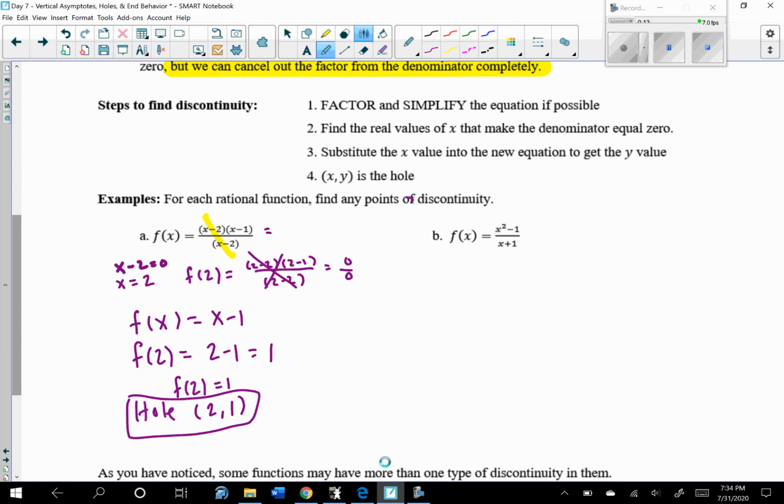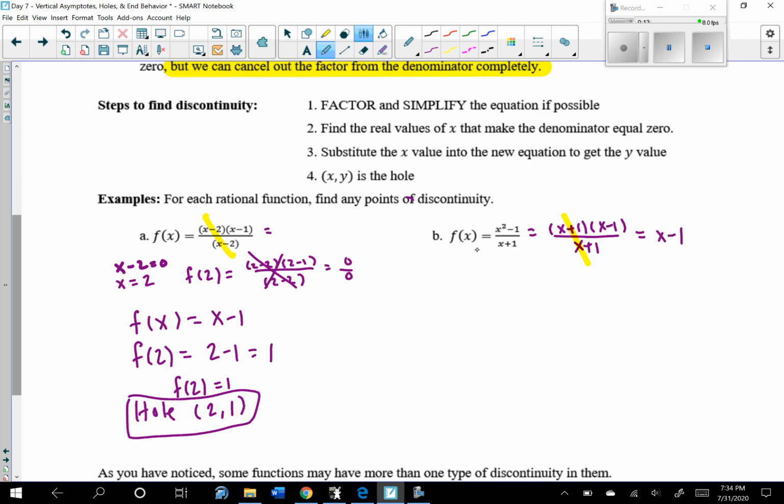So let's go ahead and look at the next one. If I look at this problem here, again, the first thing I want to do is factor. You want to factor both the numerator and denominator. The numerator is the difference of two squares. So x plus 1 times x minus 1 over x plus 1. I notice that the x plus 1s cancel out because it's a common factor between the numerator and the denominator. So when I simplify, I get x minus 1.